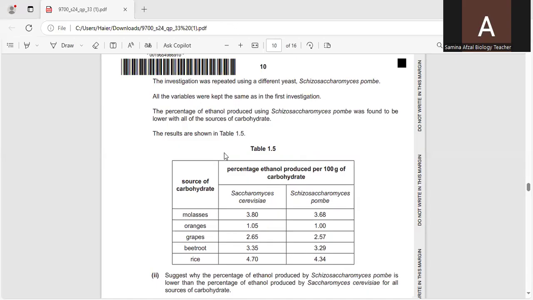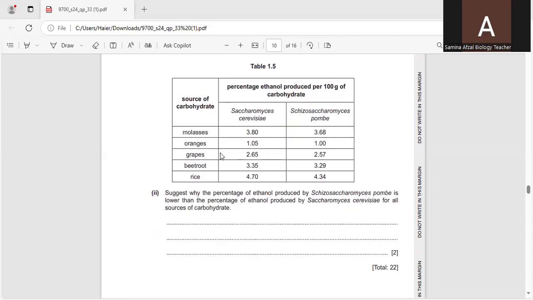You can see the results are a little bit different. The molasses was 3.8, but in the other species it was 3.68. Oranges were 1.05, now they are 1. Grapes were 2.65, now they are 2.57. Beetroot was 3.35, now it is 3.29. Rice was 4.70, now it is 4.34.